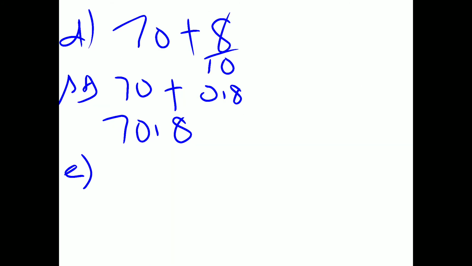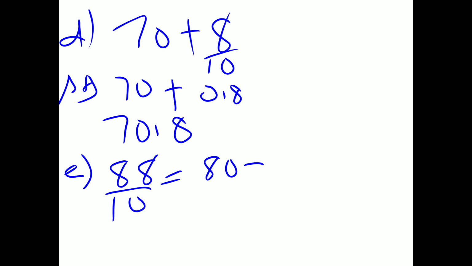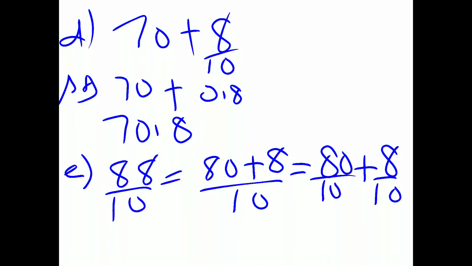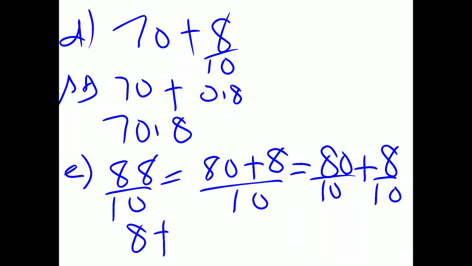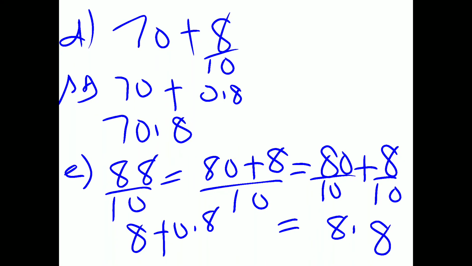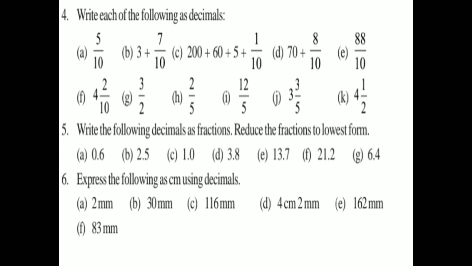Now we do E part. E part is 88/10. Firstly we write it in this manner, 80 plus 8. This is a different form upon 10. Now we divide both the numbers by 10. 80 we divide by 10, 8 we divide by 10. When you divide it, it comes 8 plus 8/10 will be 0.8. So answer will be 8.8. Clear?